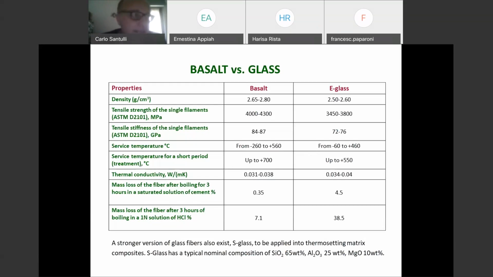Anyway, they are not conductive, as is not the case for carbon. Carbon instead is much more conductive, and with carbon fibers, the situation is the same.